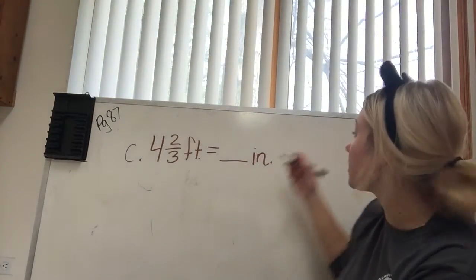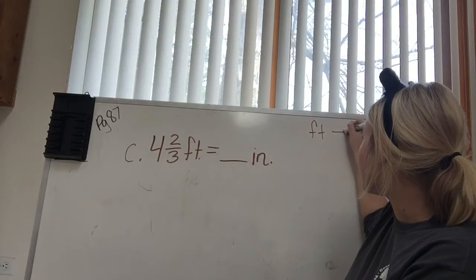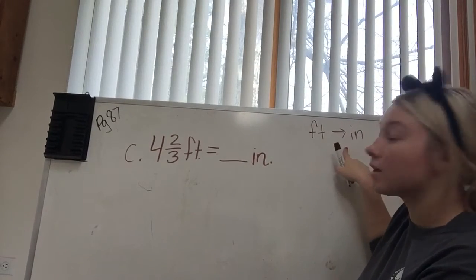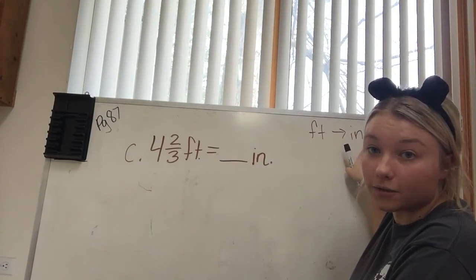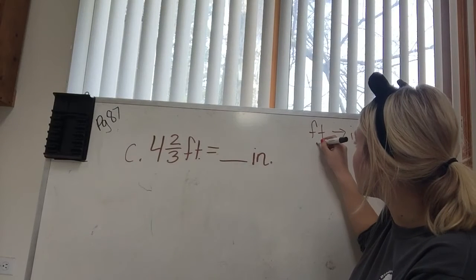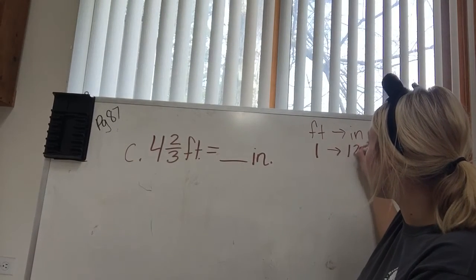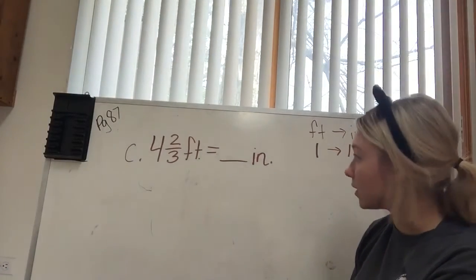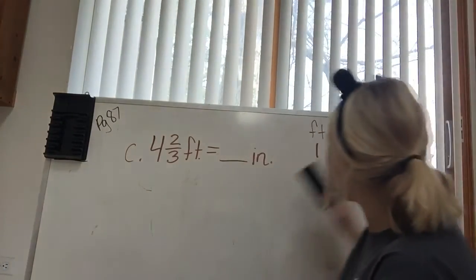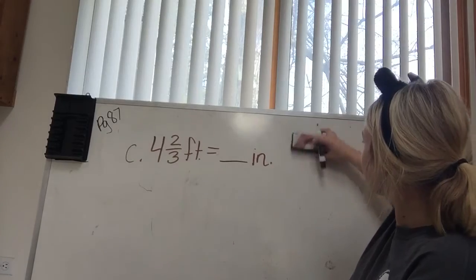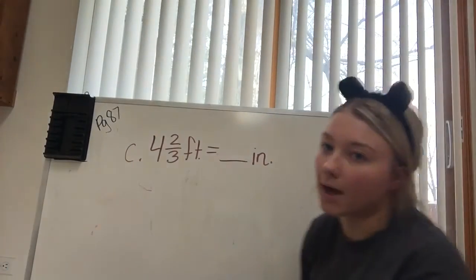Well, they're tricking us. We're going from feet to inches, which means we're going from larger to smaller units. So we should have, for every 1 foot, there are 12 inches. So we're just going to multiply by 12, okay? You should feel pretty comfortable with that.